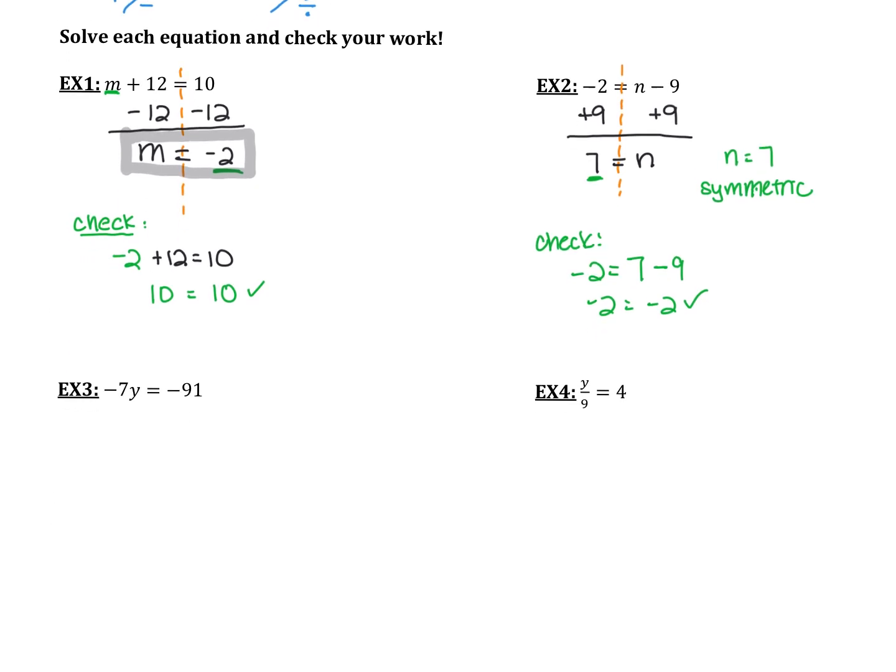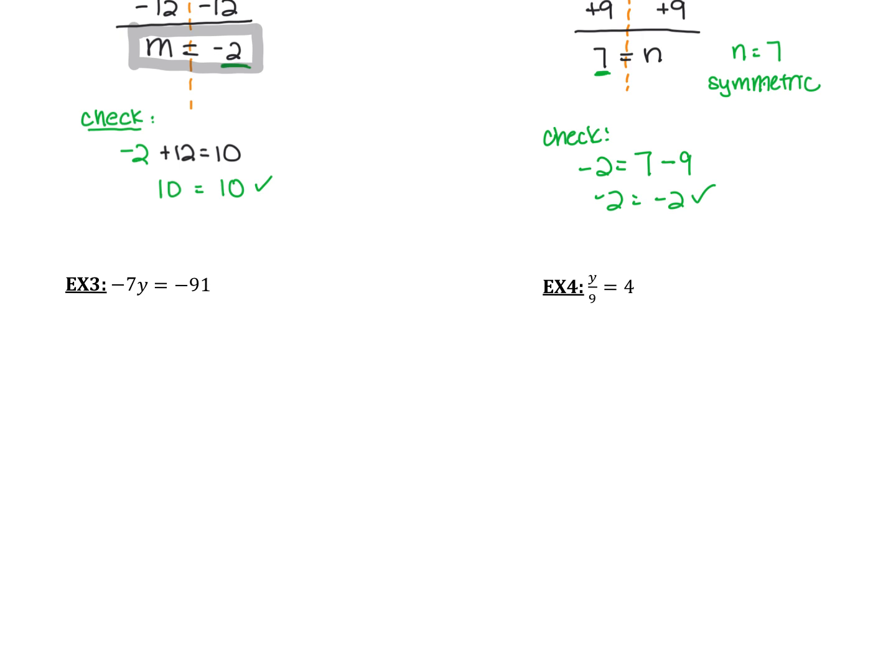All right, I would like you to try example 3. See what you get. Okay, this is a little bit different, I hope you noticed. I hope you noticed that the operation that's happening here, when we say negative 7y in that order, what we're really saying is negative 7 times y. We don't write the times symbol, but negative 7y is assumed to be negative 7 times y. So to undo this, I'm going to divide both sides by negative 7 because the undoing of multiplication is division. The inverse of multiplication is division.